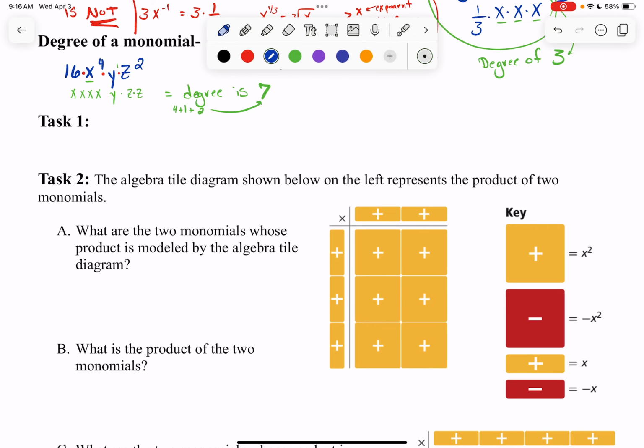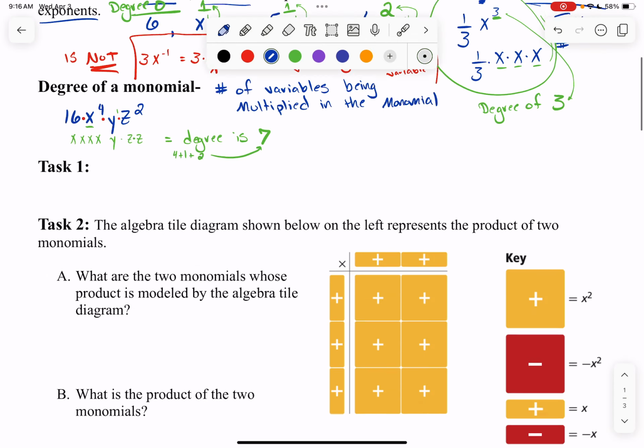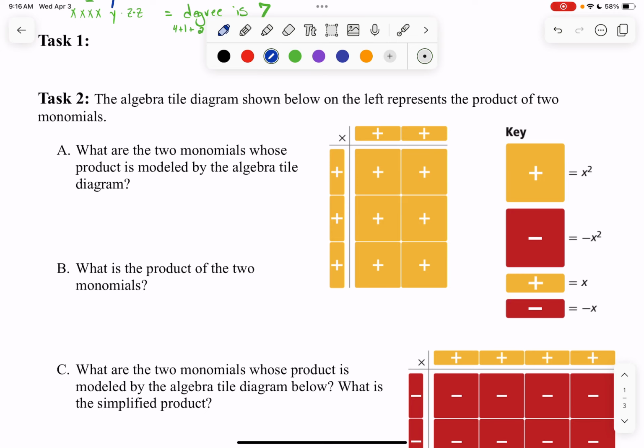Okay, task 2 for section 15.1, multiplying monomials. So here we're going to be introduced to algebra tiles. Here we have an algebra tile diagram that represents the product of two monomials.